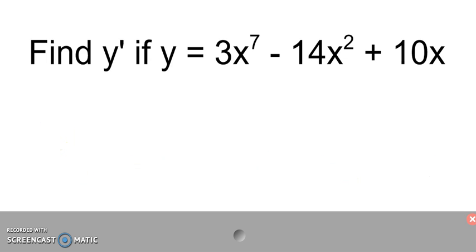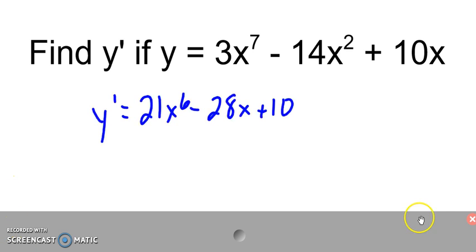Okay, so I would like you to go ahead and pause this and find the derivative of this function. Push play when you're ready to check your answers. Okay, so again this is just power rule, so that we have the derivative.